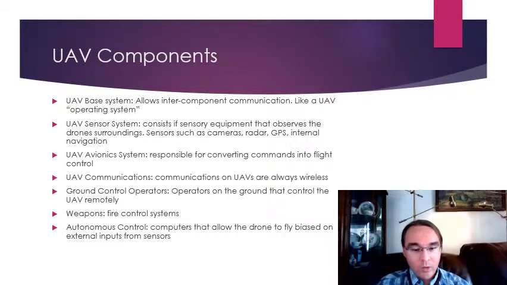And finally, we have the autonomous control. These computers allow the drone to fly based on external inputs from sensors. They allow it to be completely autonomous, so it doesn't require constant user input. This is also useful if the drone loses communications. It will be able to fly itself or navigate waypoints for a predetermined period of time. Every one of these components is vulnerable to cyber attack in some way or another. So that's why it's important that we clarify each one, because we're going to be going into how they are vulnerable later.